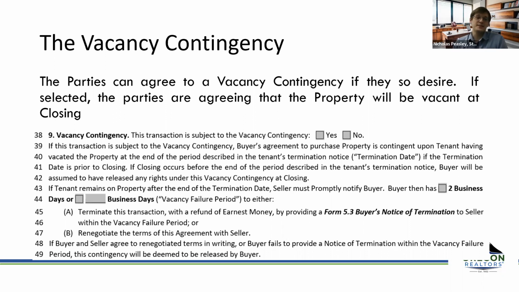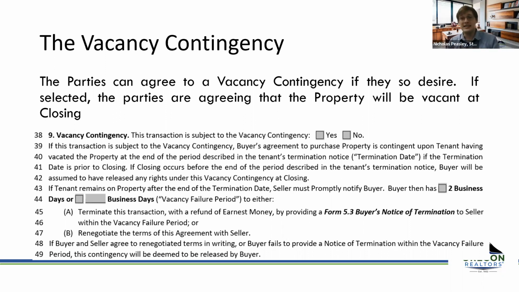And if tenant remains on the property after the end of the termination date, seller must promptly notify buyer of that happening. So if the tenant remains on the property after the termination date, whether the vacancy contingency has been approved or not, seller needs to let buyer know. This could mean there are multiple instances. One instance where the seller goes, I heard from my tenant, they say they're not leaving. That's a problem. Notice to buyer.